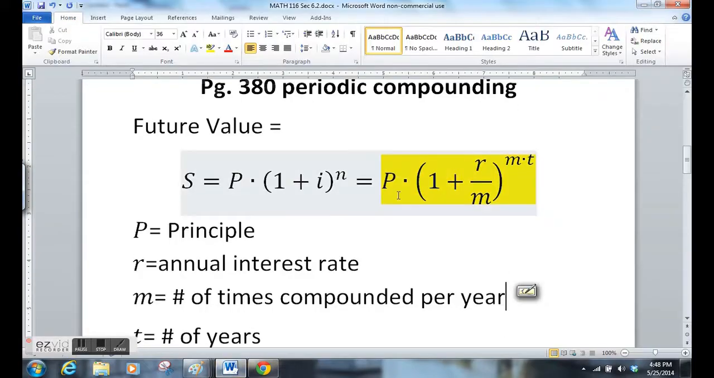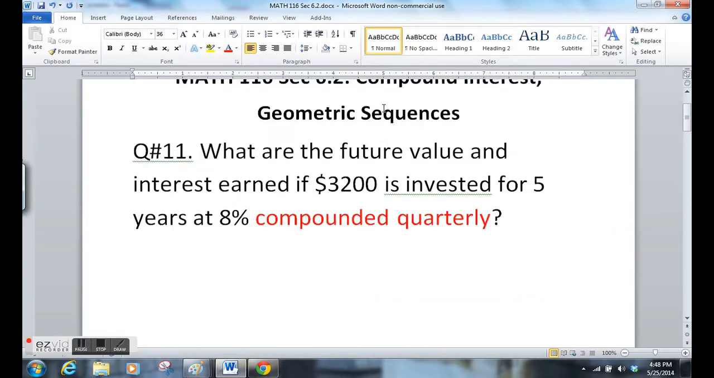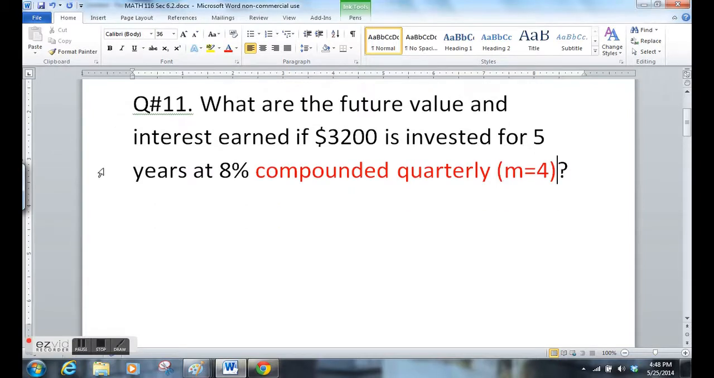Okay, so here's the formula. We need a P, an R, M, and T: principal, the annual rate, the number of times a year you're compounding, and how many years. So here's the information again. $3,200, this is the principal. 5 years. 8%, that's the annual interest rate, and compounded quarterly, so that means M equals 4. All right, back to the problem.